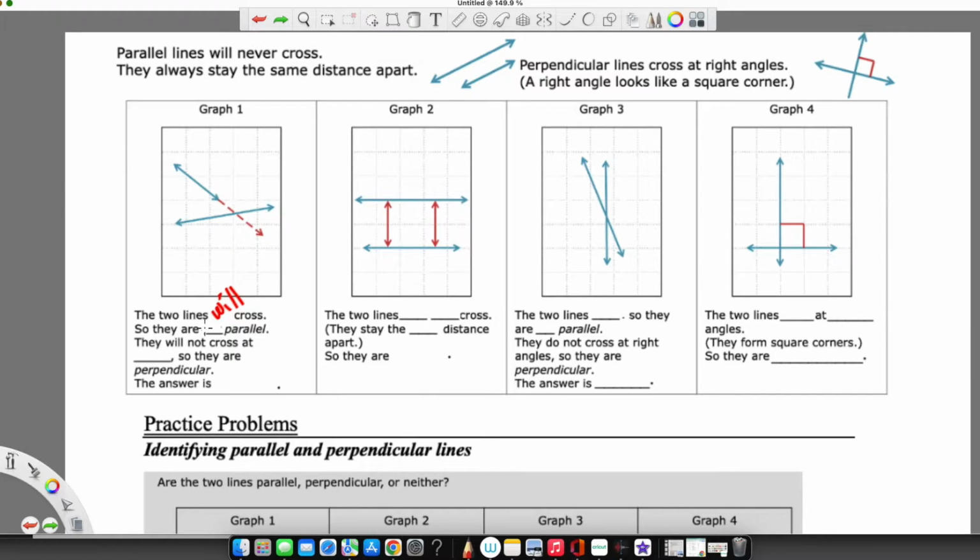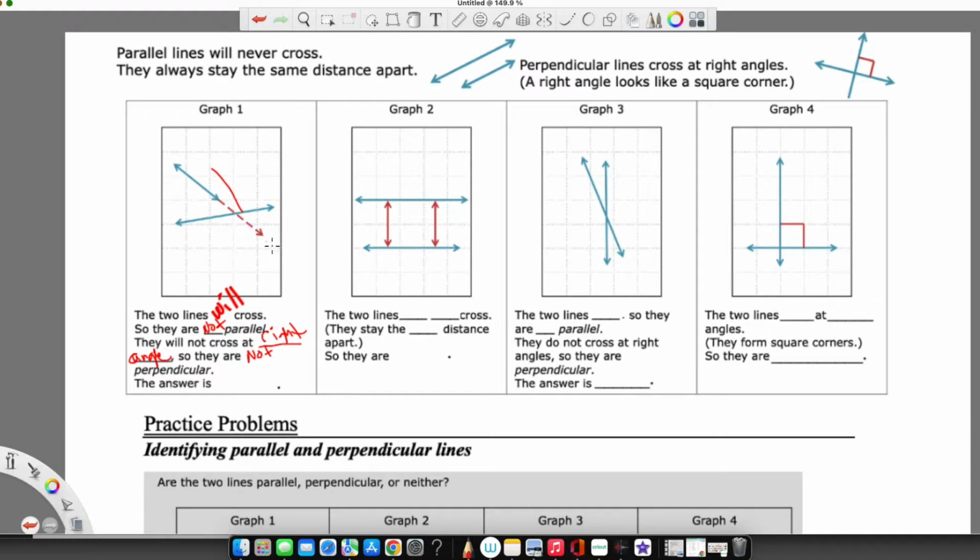All right, so they will not be parallel because they cross. And remember, that's the first rule of parallel lines: they do not cross. So they're not parallel, and they will not cross at a right angle. I need to make sure the lines are good on the page there. So they are not perpendicular because this is definitely not a right angle here. That's much bigger than a square corner that we would hope to see.